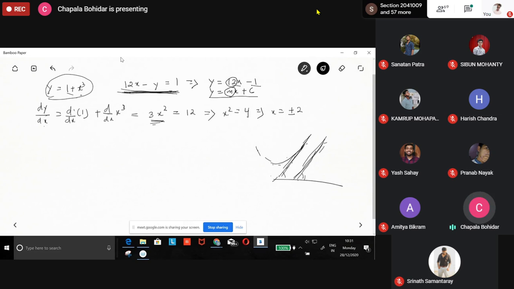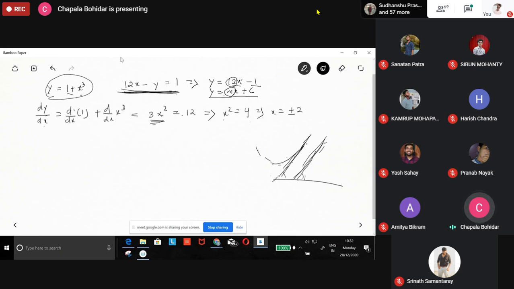If we compare these two, what is the value of m here? It is 12, or not? So if it is 12, then I can write 3x square is equal to 12. Now x square is equal to 4, x is equal to plus minus 2.